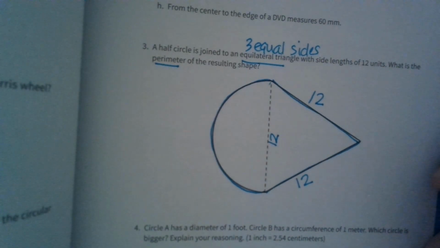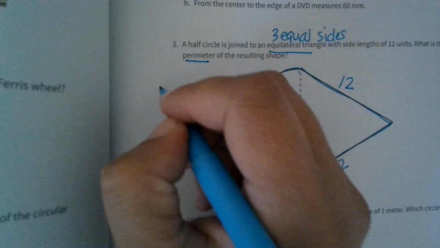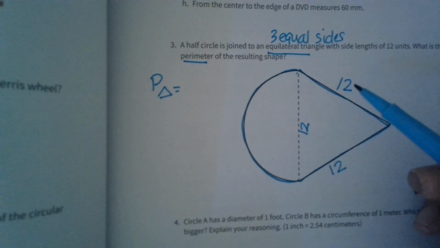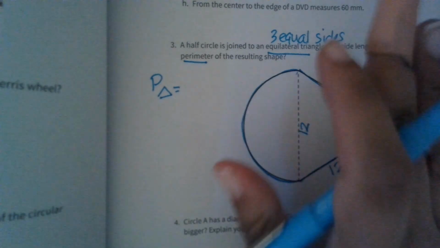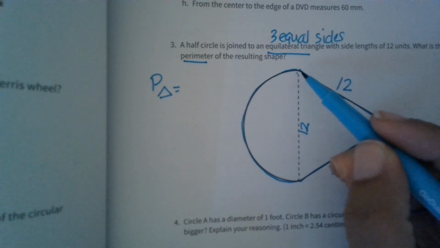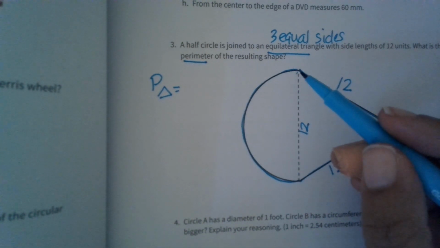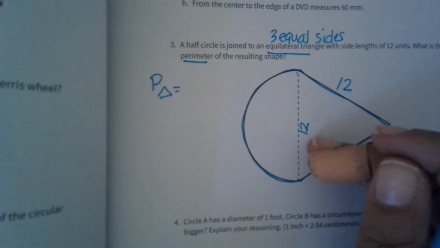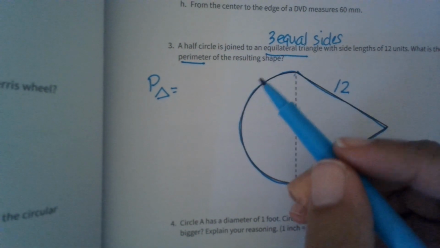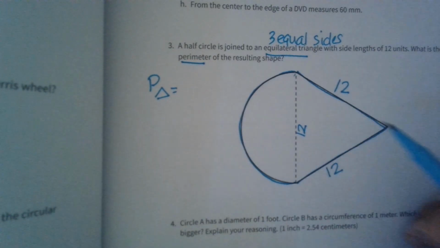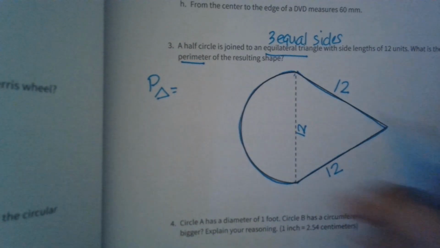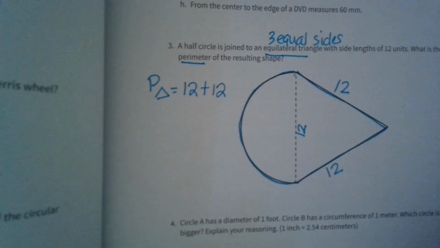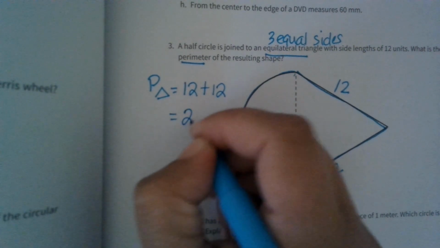Okay? So let's look at this from 2 different standpoints. We're going to find the perimeter of the triangle first. Well, perimeter of a triangle is to add all the sides, but you got to understand, we would have added all 3 of the sides if this half circle was not joined together. That means you're only going to find a perimeter for the 2 outside parts of the triangle. So you're going to do 12 plus 12. Well, 12 plus 12 gives you 24 units.